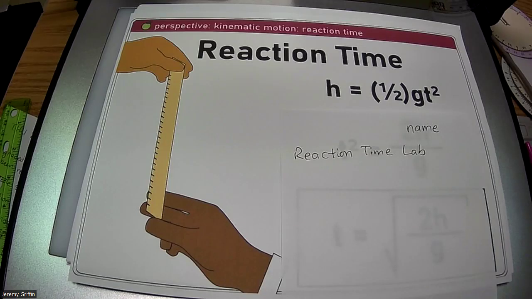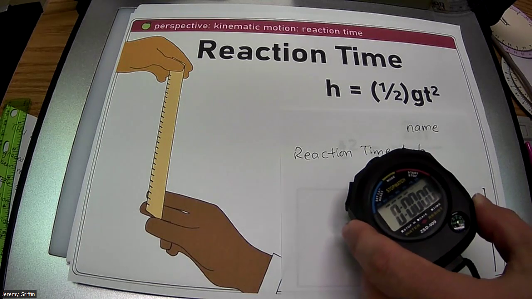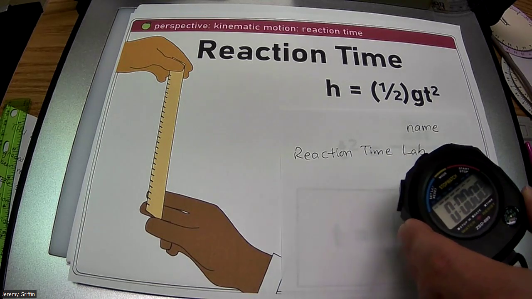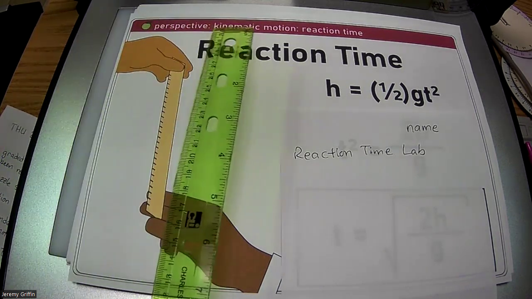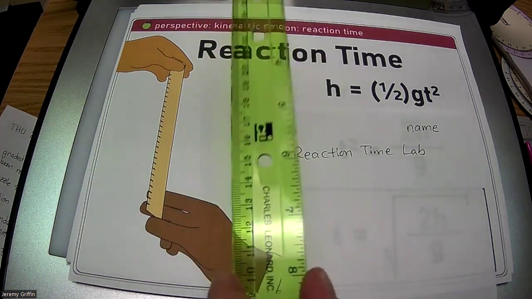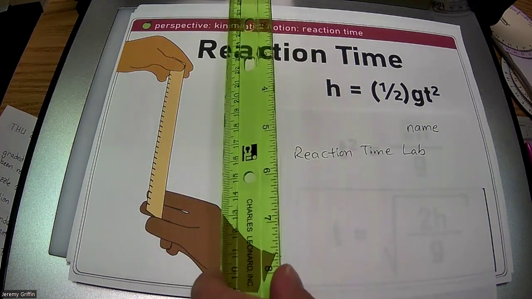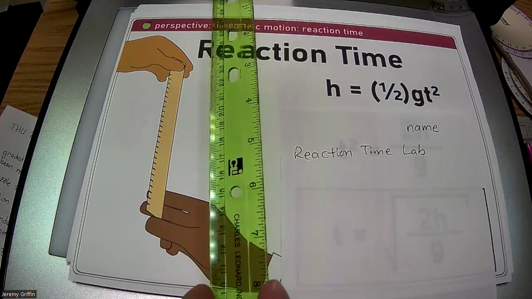Now, to calculate your reaction time, how many guys think you need a stopwatch? No, nobody says that. No stopwatch. We're not going to use that. How many guys think we're going to use a ruler? This is your measuring tool. This is your only measuring tool. Well, this plus the calculator. Let's do it. Ruler plus calculator. That's what we're going to do.